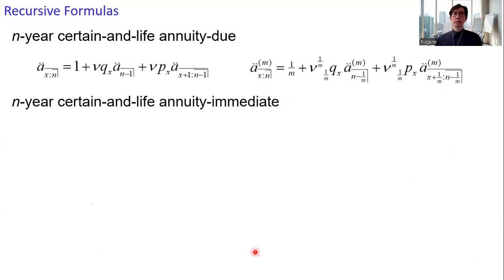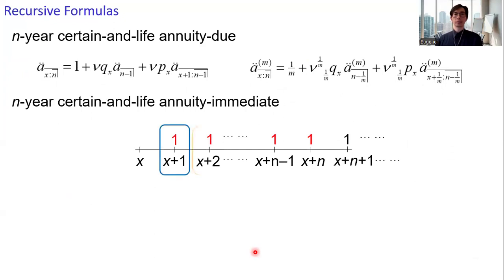For certain and life annuity immediate, if the individual survives to age x+1, then the individual will receive this $1. And if the individual dies, the individual also receives this $1 because this is within the certain period. And therefore, the actuarial present value of this first payment of one, we simply multiply this one by nu. It doesn't matter whether the individual dies or not.